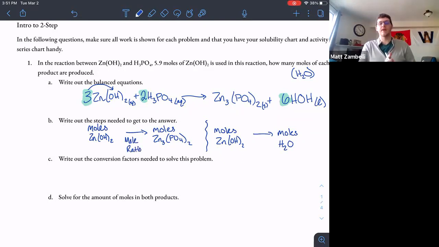All right, now let's look at the other one. How do we go from moles of zinc hydroxide to moles of water? What do we have to use?